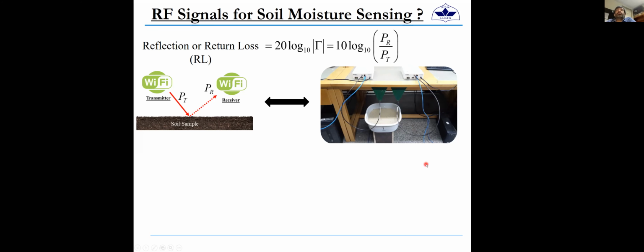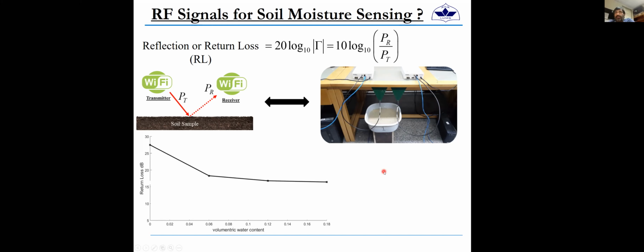Okay, so coming back to our original thing that we were doing, we actually measure the pattern of this. We actually observe the pattern of this reflection or return loss as a function of volumetric water content. And here we plot what we have obtained. So you see, on the y-axis, you have return loss or reflection loss, and on the x-axis, you have volumetric water content, which we know. For example, this 0 corresponds to pure dry soil.